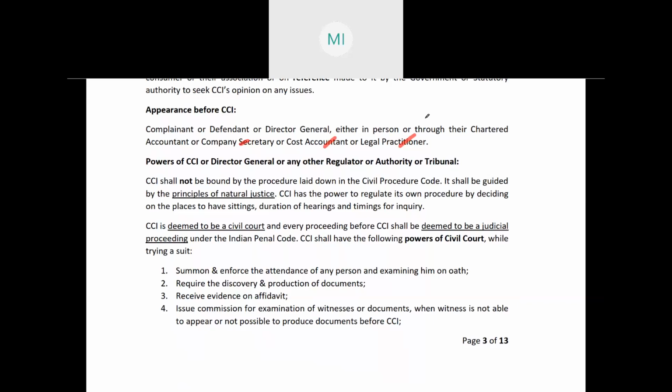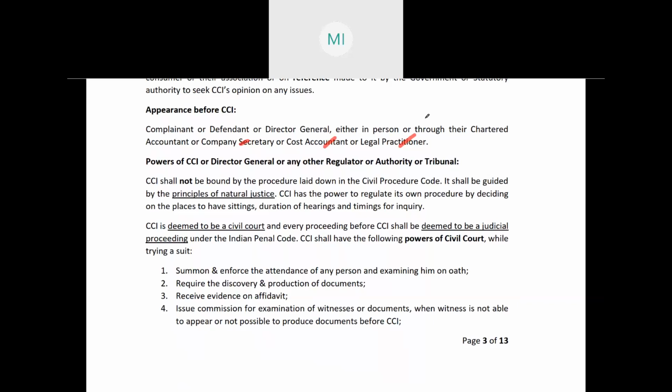Even if they ask you under your foreign exchange laws, what are the powers of RBI? You can write the same thing. So any kind of regulator, any kind of authority, any kind of tribunal, what are the powers of SEBI? You can write this. These are the general powers available to any regulator or authority or tribunal. If you're writing about SEBI, just replace the word CCI with SEBI, and that's it.